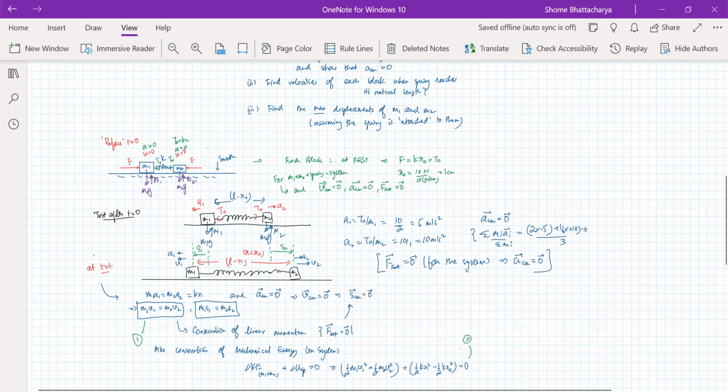Sir, I'm not able to do it. Why? What is the problem now? You have to find V1 and V2 now. But at which instant? When X is 0? Yes, sir. So in that second equation, the work energy relation that we've written, put X as 0. So what we're getting, half M1 V1 square plus half M2 V2 square is equal to half Kx naught square. And then you have the relation from momentum conservation that M1 V1 is equal to M2 V2.